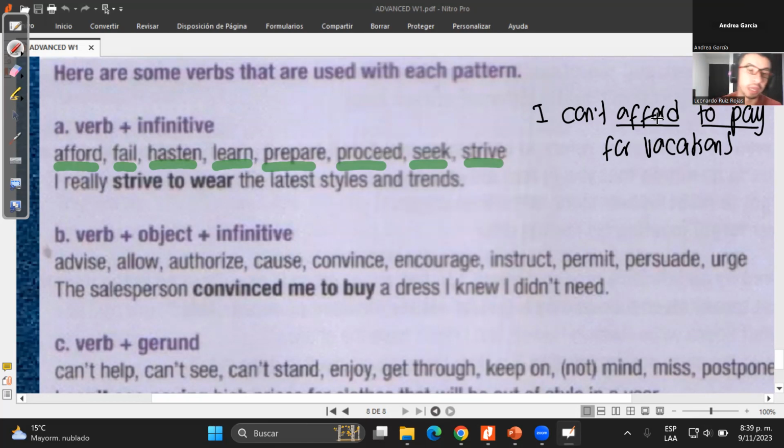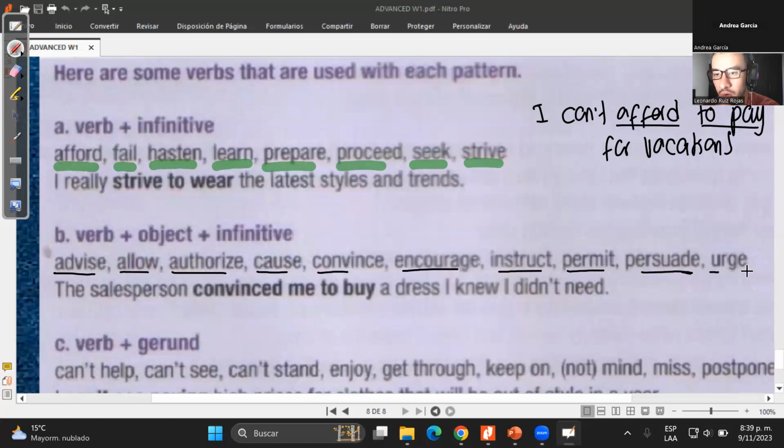On the other case, we have other verbs like, for example, advise, similar to suggest or recommend, allow, authorize, cause, convince, encourage, instruct, permit, persuade, and urge. All of these actions are going to go over an object. Convince somebody to do something. Encourage, motivar somebody to do something.